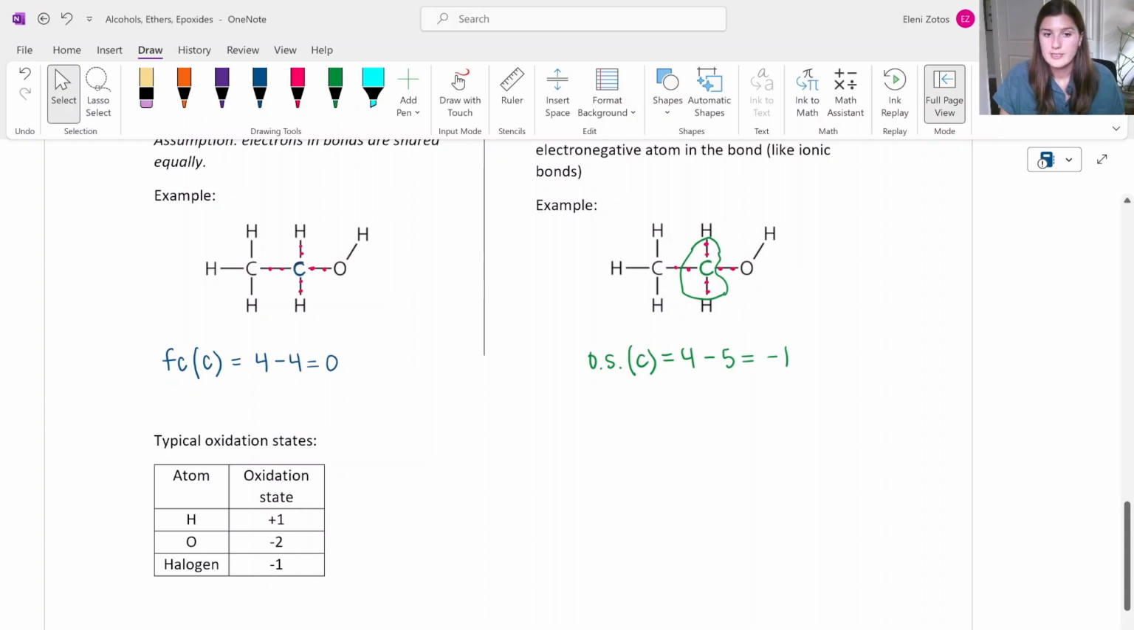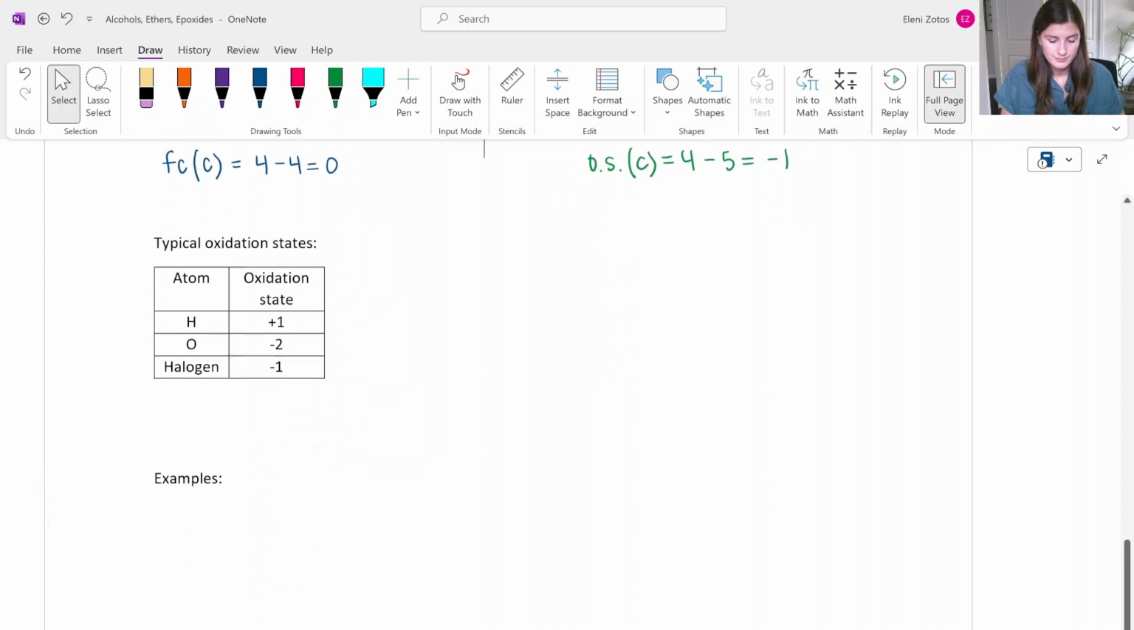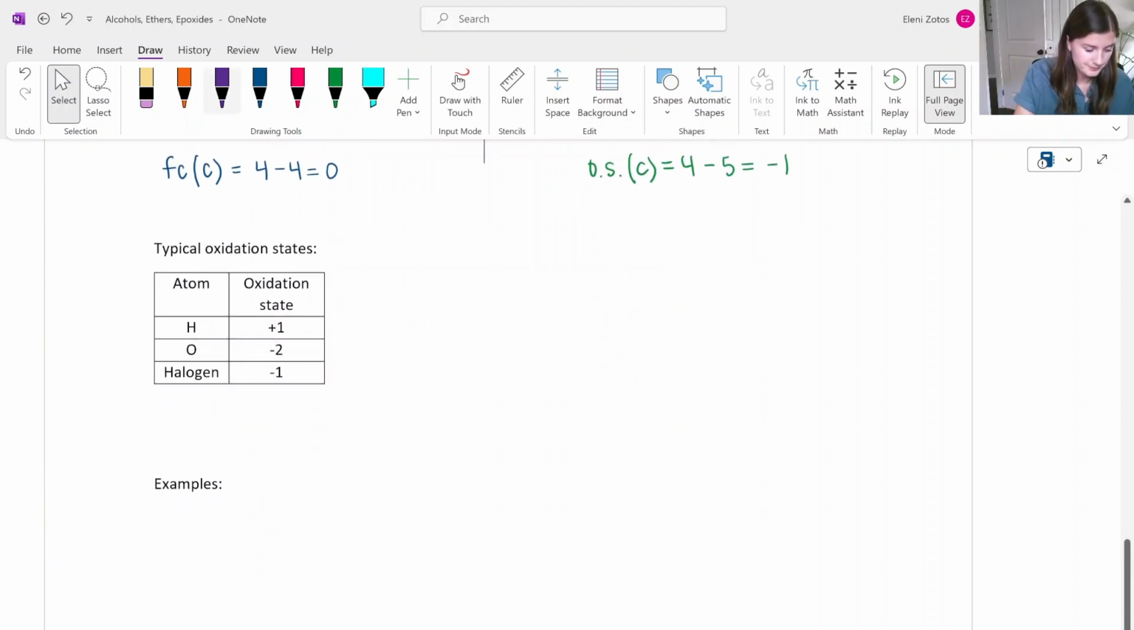Typical oxidation states for some atoms are provided here. So the hydrogen is usually +1 because it's not very electronegative, so it often doesn't own electrons in its bond. Oxygen is usually -2. And then halogens are typically -1. So let's do some examples here.